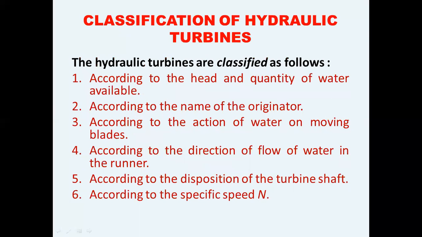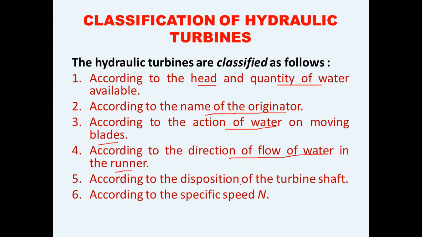Now, there are a number of classifications of hydraulic turbines. We can classify the hydraulic turbines according to the head and quantity of water available. Then according to the name of the originator, that means who invented those turbines. Then third, according to the action of water on the moving blades, how the water will impact on the blades or the plates. Then according to the direction of the flow of water in the runner.